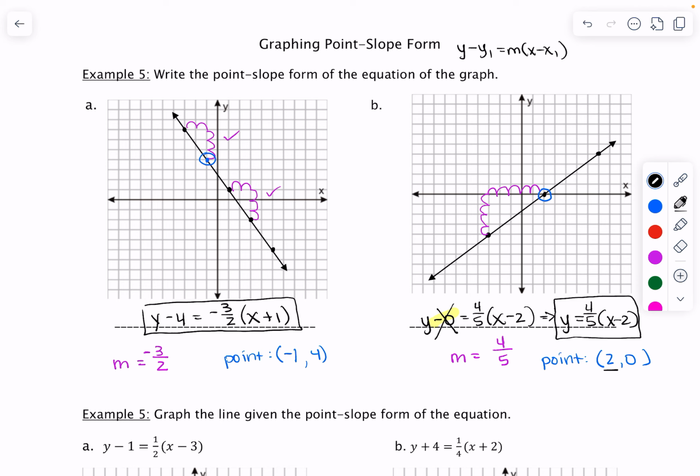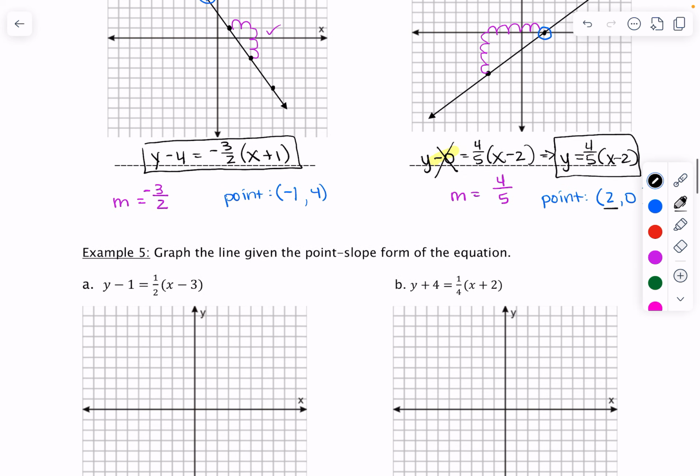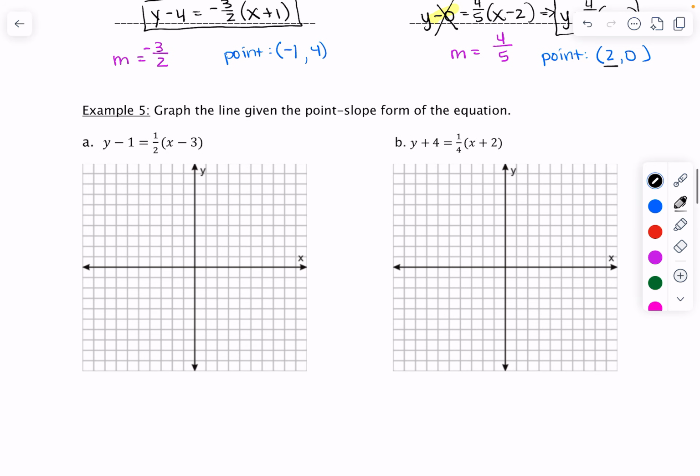And then lastly, I want you to be able to do the reverse. I want you to be able to look at point slope form and be able to write the graph of this. In the previous lesson, we graphed by starting with the y-intercept. In this lesson, we're going to start graphing by the point that's given to us in the form. So first step, let's find the slope from this equation, and let's pull out the point we can get from this equation. So the slope is right here at 1/2.